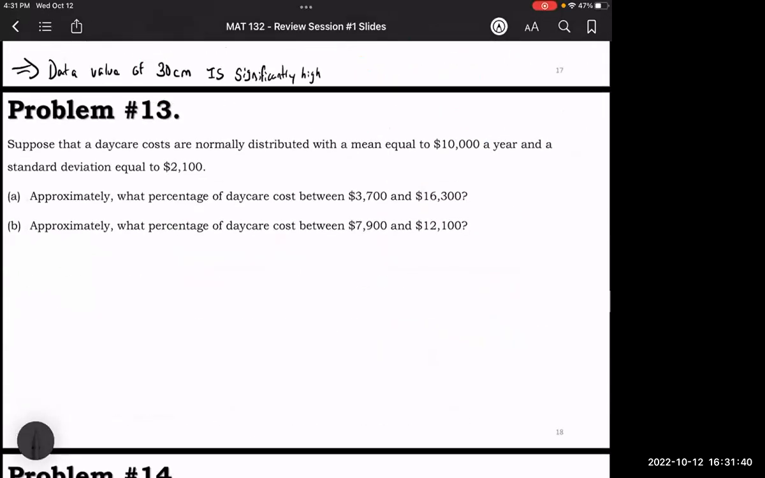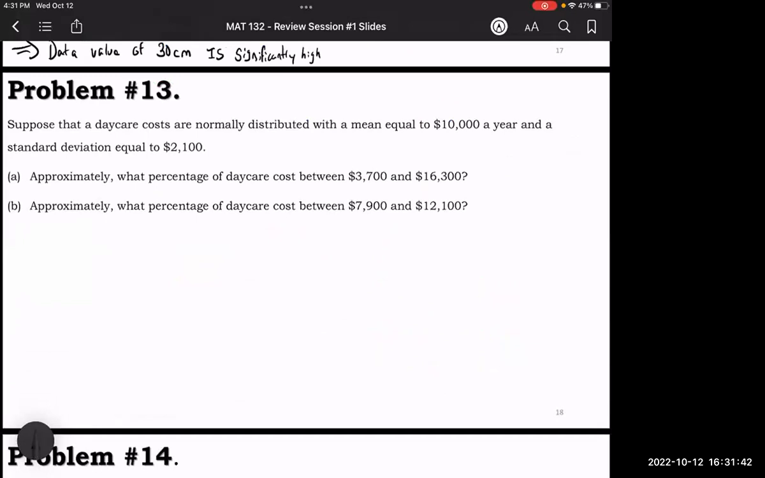All right. So problem number 13 states that suppose that daycare costs are normally distributed. We already know what that word means. What type of shape is it going to be? A bell, with a mean of 10,000 a year and a standard deviation of 2,100. So for this problem, we're going to sketch a bell, but we're going to apply the empirical rule. The empirical rule only works when we're dealing with a normal distribution.